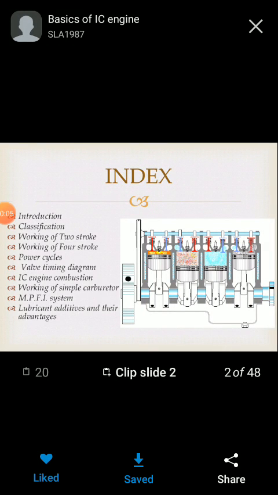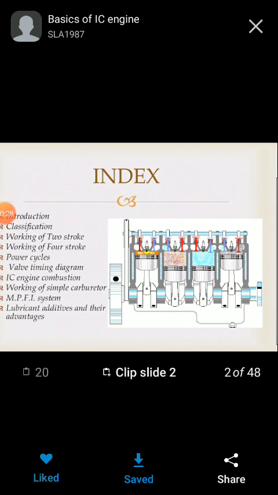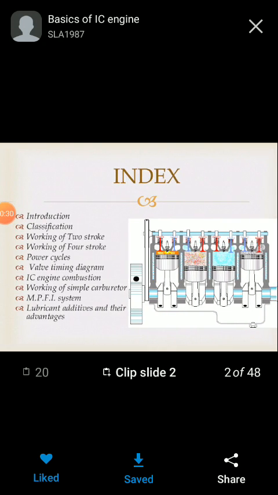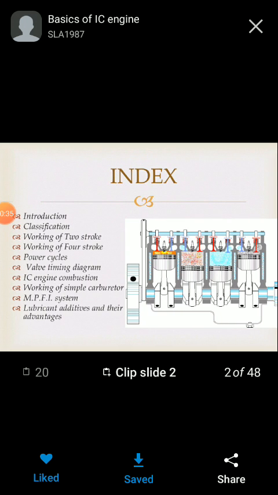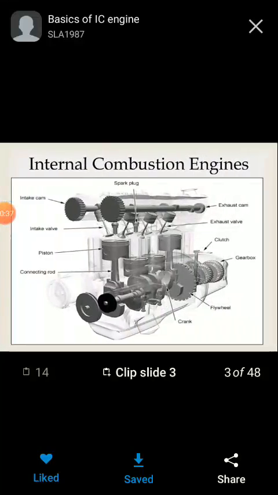Welcome. Today I am discussing a very important topic, the basics of the IC engine. We will explain the basic concepts of the IC engine in the following manner. First of all, we will discuss the introduction, then classification, working of two-stroke, working of four-stroke, power cycles, valve timing diagram, IC engine combustion, working of a simple carburetor, MPFI system, lubricant additives and their advantages.